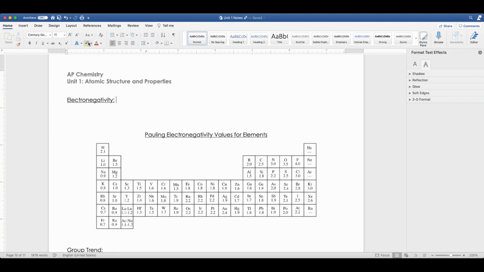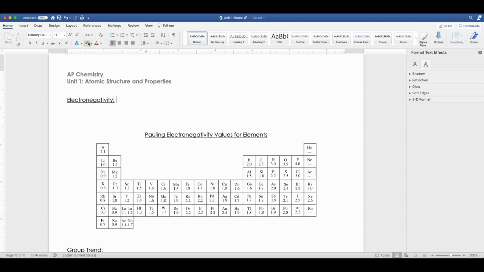Secondly, Coulomb's law also says that the closer particles are to one another, the more strongly they attract each other. And that is the basis behind a lot of the ideas dealing with ionization energy, which we talked about in the last video. Ionization energy is not something that we talk too much about in Chem 1, but something that we do talk a lot about is electronegativity.